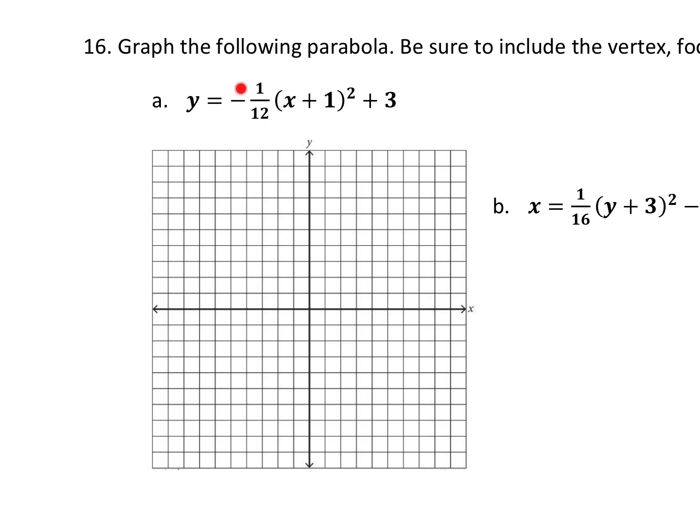And this 1 over 4c is negative. That means this parabola is opening down. The vertex has shifted away from the origin. This x plus 1 shifted horizontally. Tricky x, we're going to go to the left 1. And then this plus 3, we're just going up 3. So our new vertex is going to go to the left 1, up 3. There's our vertex.